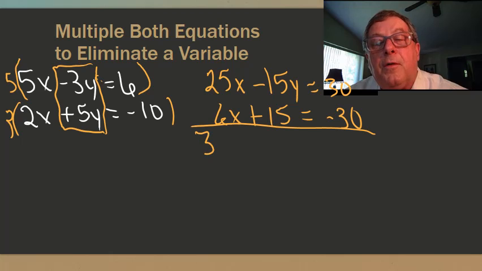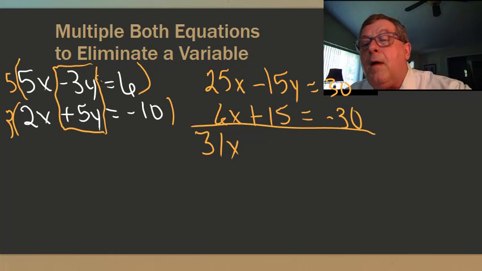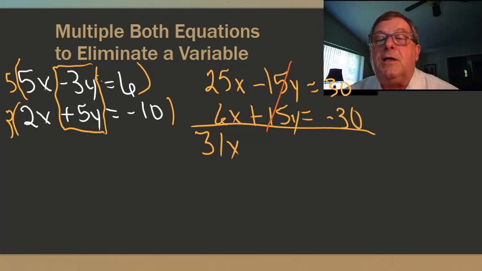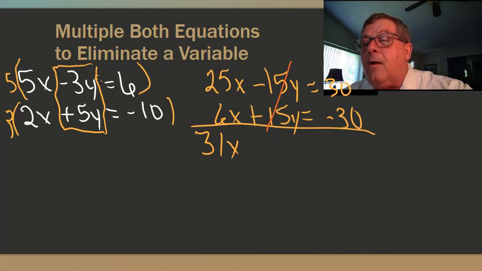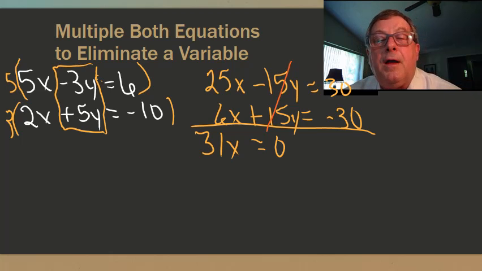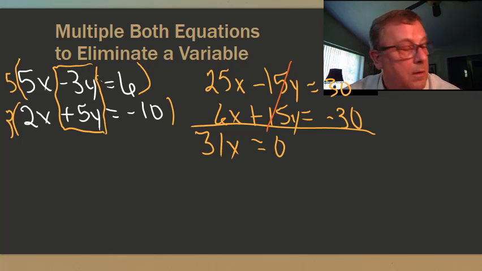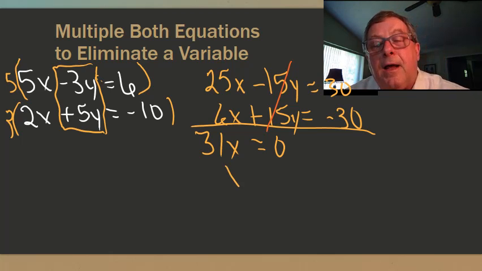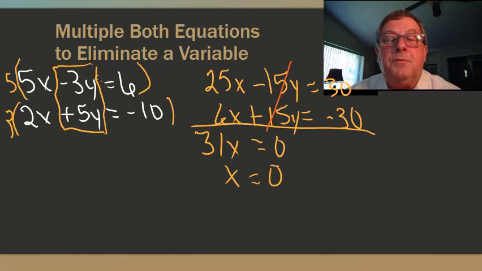Well, that's going to give me 31x. My 15y and my negative 15y are going to cancel. And so now I've got 31x equals 0. Well, if I divide both sides by 31, I've got x now is equal to 0. Well, that wasn't too bad.